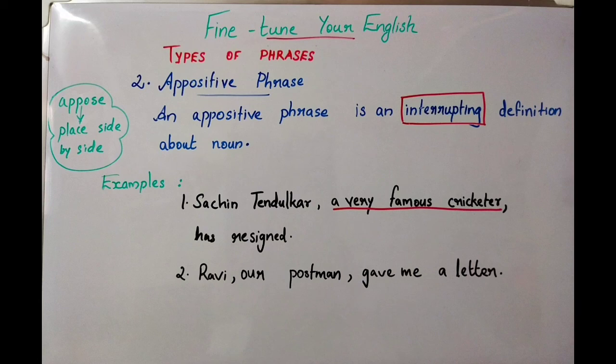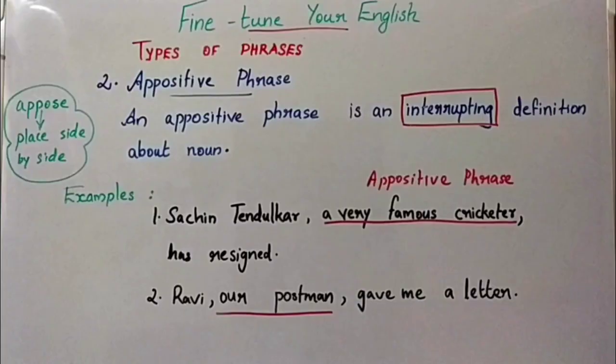See the second example. Ravi, our postman, gave me a letter. In this sentence, our postman is the appositive phrase. It says some more information about the noun Ravi. So, Ravi, our postman, gave me a letter. We can take out this appositive phrase, our postman. Then the sentence is, Ravi gave me a letter. It's a complete sentence.